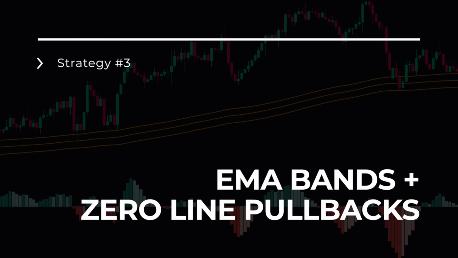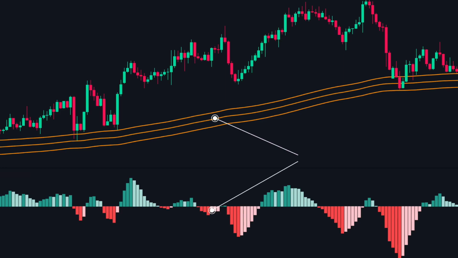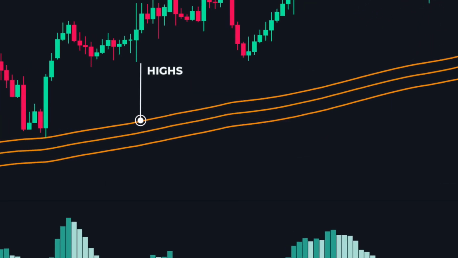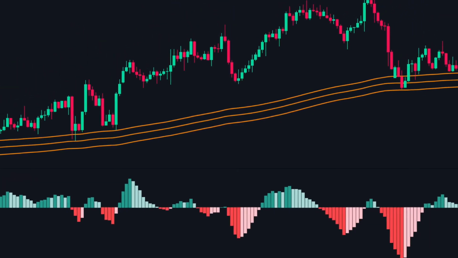Strategy 3. EMA bands plus zero-line pullbacks. For this strategy, we will need 4 indicators. We need the MACD and the 3 exponential moving averages. All 3 of them are 200 EMAs, but with different sources. The upper EMA is calculated on the highs of the candles. The middle EMA is calculated on the close, and the lower EMA is calculated on the lows.